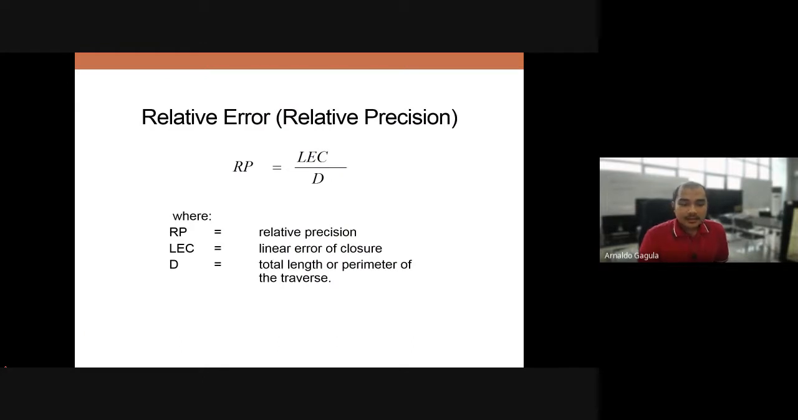And the relative error or relative precision is just the ratio of the linear error of closure over the total perimeter of the traverse.